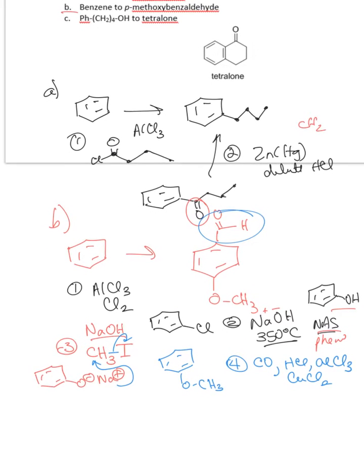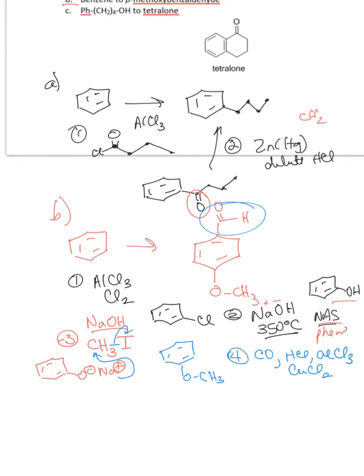Now for C. For C, we have a phenyl. Let's draw the structure out. We have 4 methylenes, 1, 2, 3, 4, and then we have an OH here. And it wants to make the tetralone. And the tetralone structure is given to you.